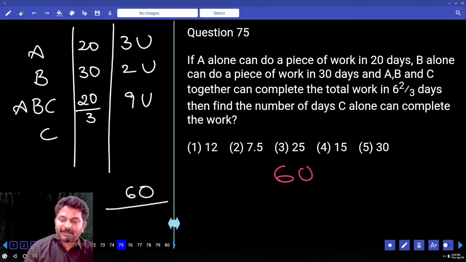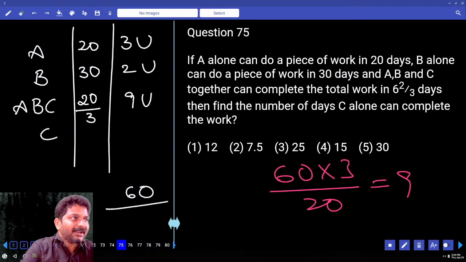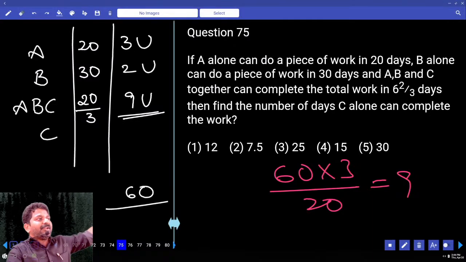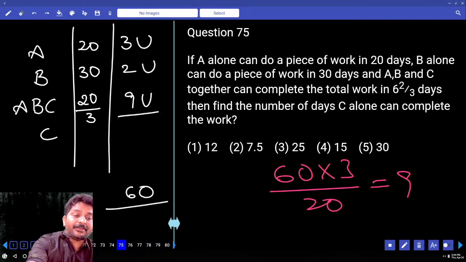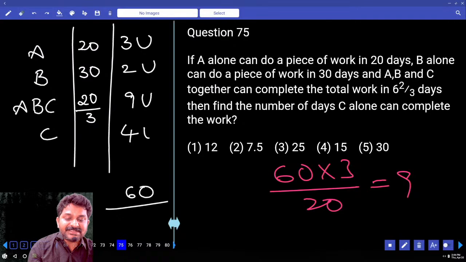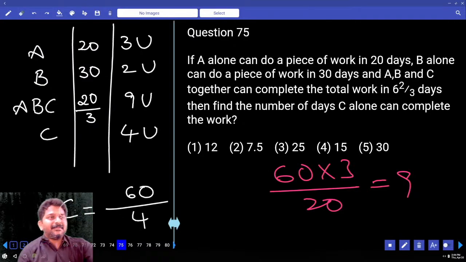The denominator goes to the numerator, and then 60 by 20 gives 3, so this value is 9. So all three together will do 9 units only. Out of these 9 units, A alone is doing 3 units and B alone 2 units, together 5. Then C must do 4 units. So if C's efficiency is 4 units, to complete the work C will take 60 by 4, which is 15 days.